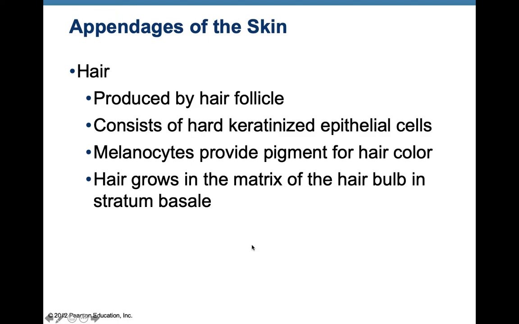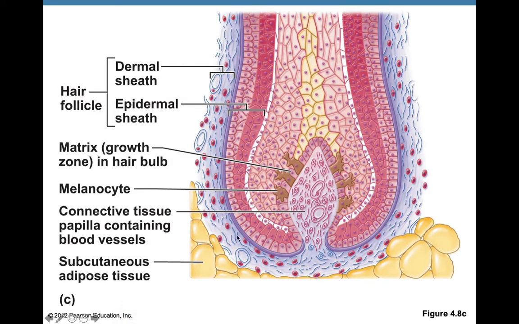Hair is produced by the hair follicles. It consists of hard keratinized epithelial cells. Melanocytes provide the pigment for the hair color, so the same melanocytes that are found in the basal layer of the skin are also found in the hair follicle. Hair grows in the matrix of the hair bulb, and just like the skin layers, the basal layer is the one that it grows out from as it grows and divides and pushes up into the hair shaft. The cells die, and they are no longer living cells. Once that basal layer dies off, then the hair dies.